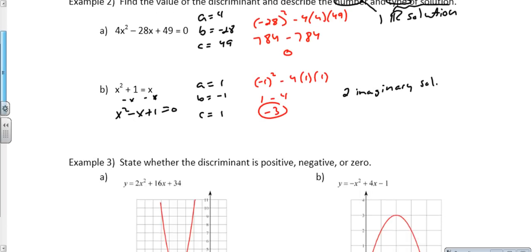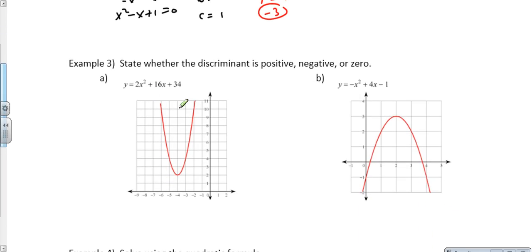Okay, so let's look at a graph. Again, we have a graph that does not touch the x-axis, therefore it has no real solutions. In which case we would say that it would have two imaginary solutions. Okay, what does that mean? That means the discriminant must have been a negative number.